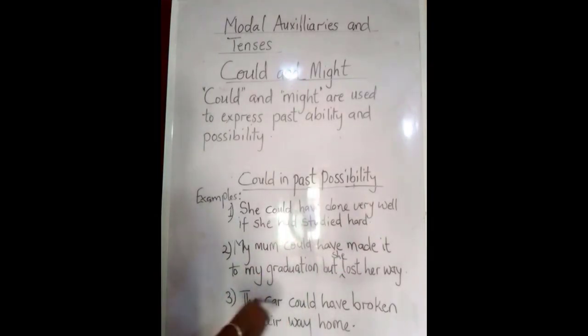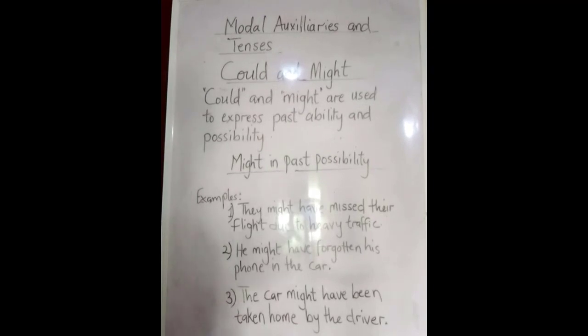And lastly, the car could have broken down. It's possible the car broke down on their way home. There is a chance that the car broke down on their way home. So next, we look at the use of might in expressing past possibility.